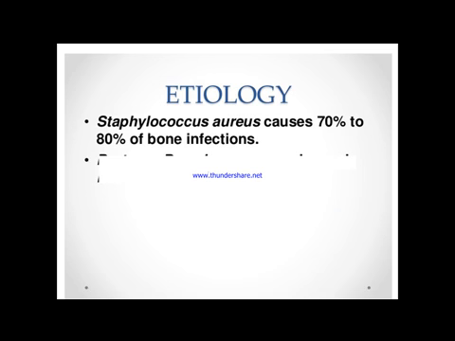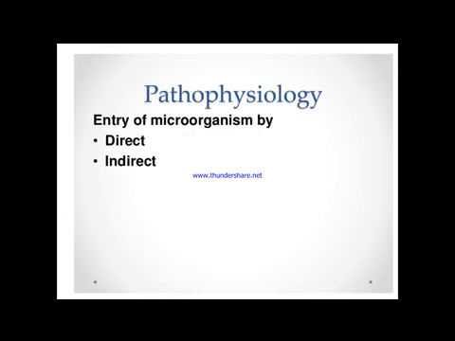The most common causative factor, or etiology, of this infectious bone disease is Staphylococcus aureus. The majority of bone infections are caused by this Staphylococcus bacteria. This bacteria can enter in two ways, either direct entry or indirect entry. That is, infective microorganisms can invade the bones by direct or indirect entry.